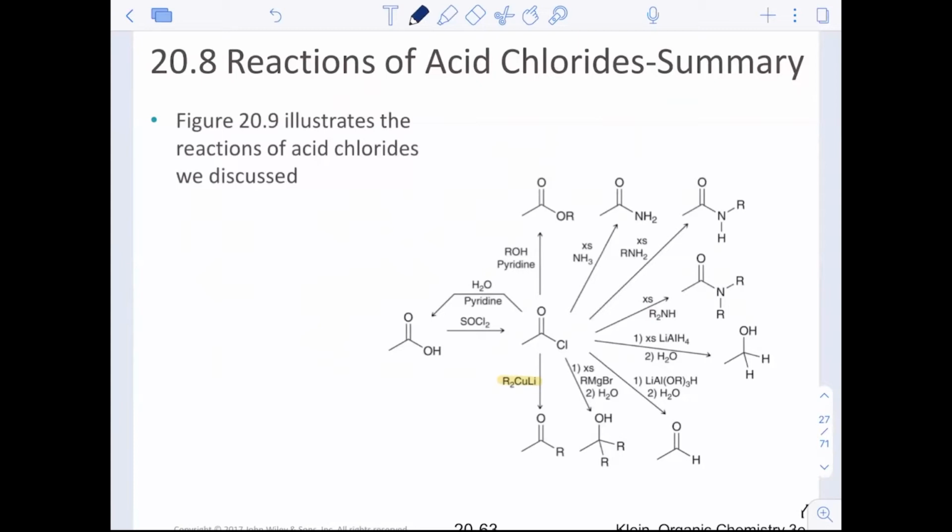Very, very similar to the use of the lithium derivative that is the more mild hydride reagent. This is the mild hydride reagent. This is our mild carbon or carbanion reagent.